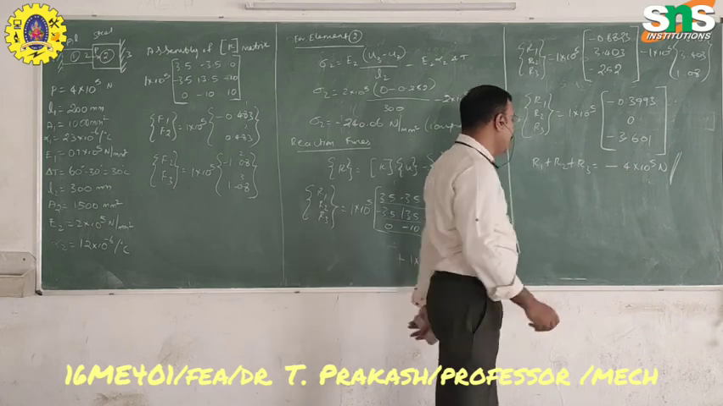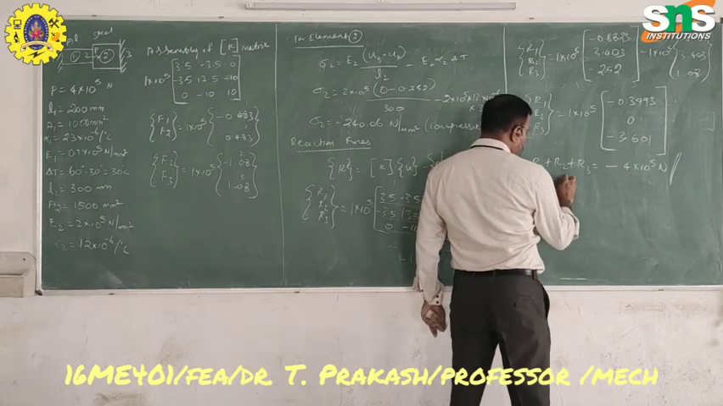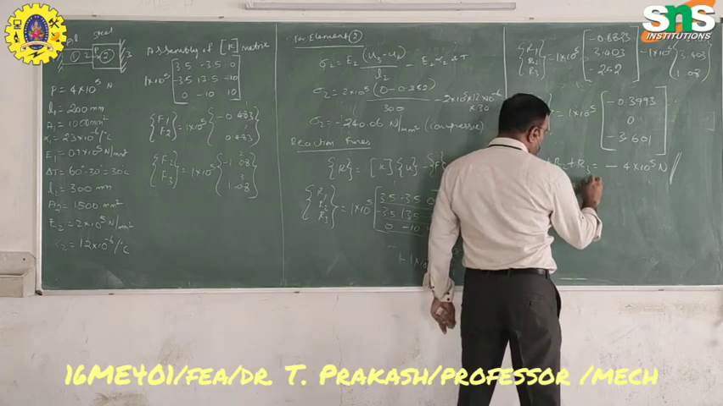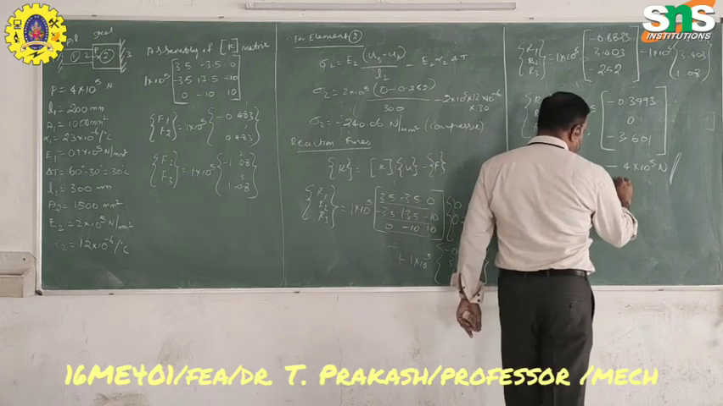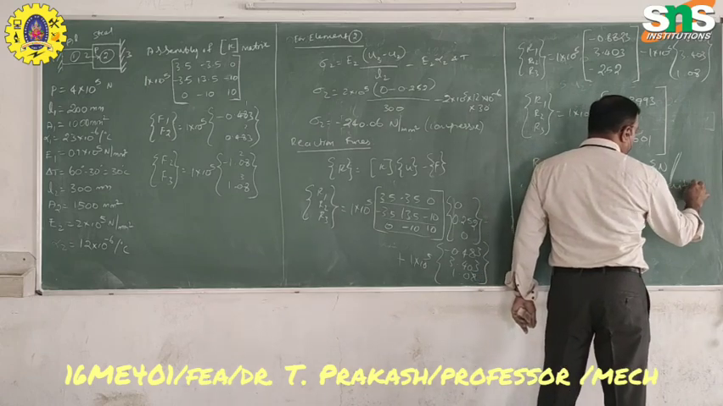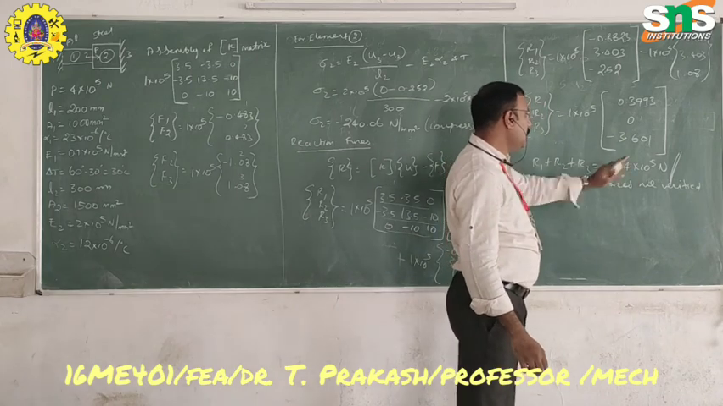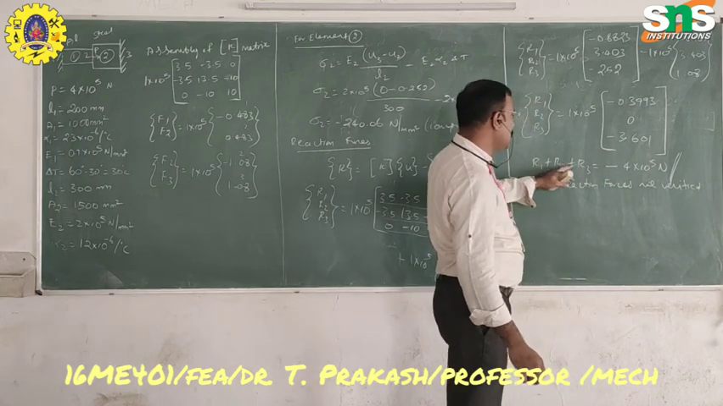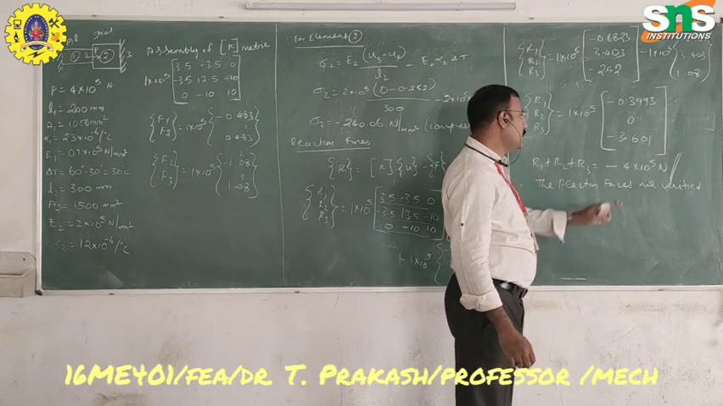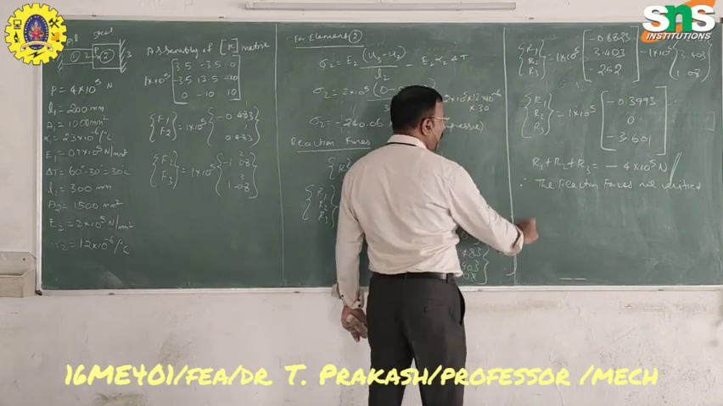We have verified. Therefore, the reaction forces are verified. We will be getting the reaction force on the minus side, therefore it will be in the opposite direction. Reaction forces R1, R2, R3 total minus 4 into 10 power 5. Therefore, it is verified. It is our result.